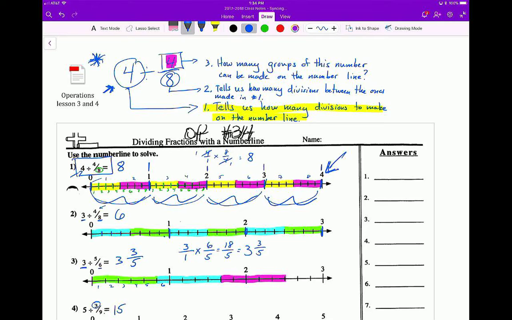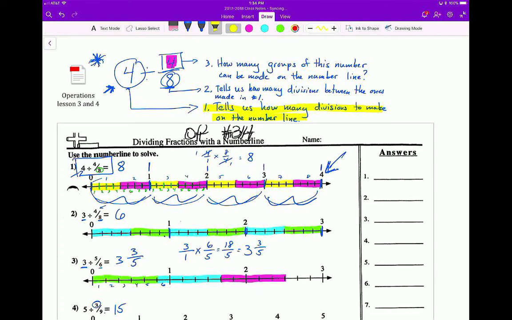In the fraction that we're trying to divide into 4, we can see that I have an 8 right here. This tells us how many divisions between the ones made in number 1. And as you can see, I highlighted those right in here as the small divisions on the number line.